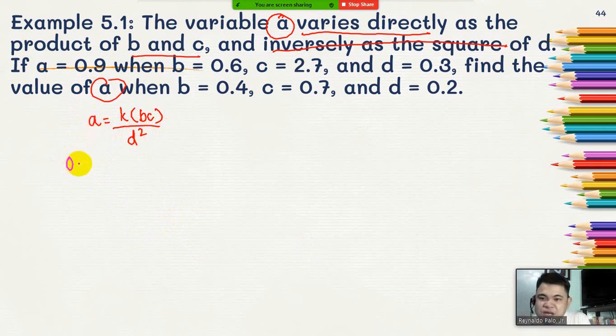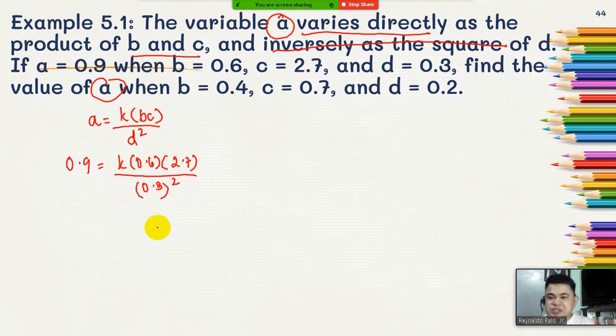The first value of a is 0.9 equals k times the first value of b, which is 0.6, times the first value of c, which is 2.7, over the square of the first value of d, which is 0.3 squared. Now let's proceed to the second equation. The unknown value here is a, so this will be a equals k times the second value of b, which is 0.4, and the second value of c, which is 0.7, over the square of the second value of d, which is 0.2 squared.